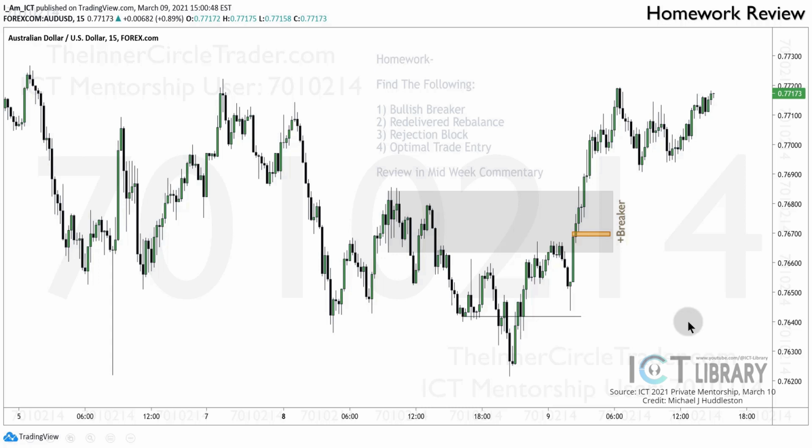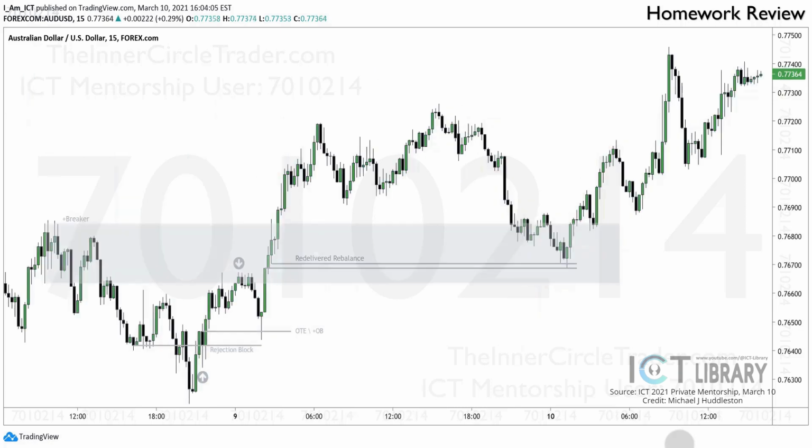And fourth is optimal trade entry. So you have that low to high, back down to the low. So there's your optimal trade entry. With everything that I prompted you here, let's see what it looked like moving forward. All right, here's that breaker, extended out in time. Optimal trade entry here, the rejection block, redelivered rebalance inside the breaker.